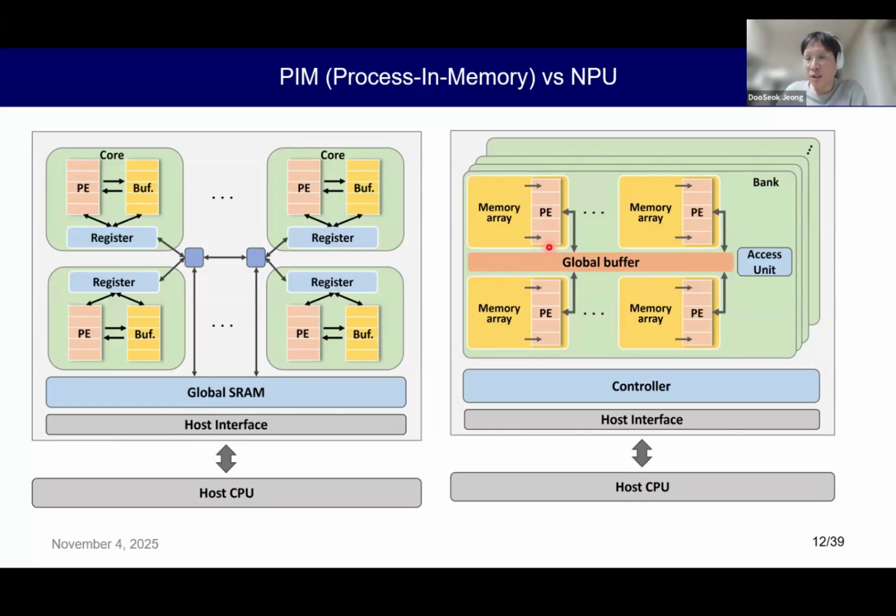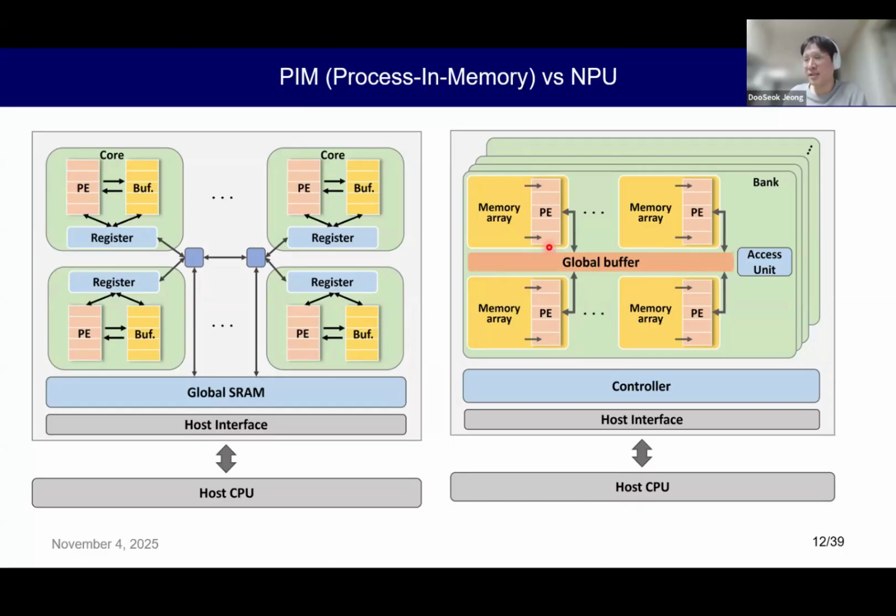So for example, near data processing is basically a digital approach. You have the memory bank and you have processing elements around your memory bank so that you don't have to move data a lot. Still, you can process the data within this memory bank. That is near data processing.